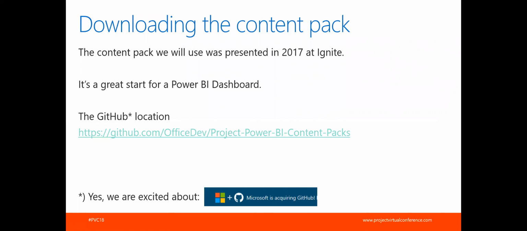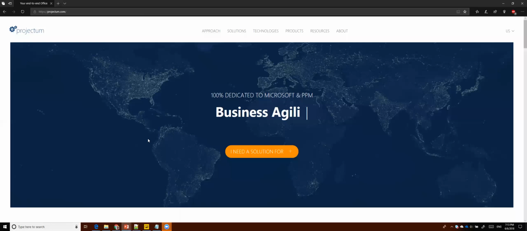So what we're going to do is download the content pack. The content pack was introduced, presented at the Ignite sessions in 2017. It basically is a great start for navigating your reporting purposes for Project Online. The best way to get it is to go to a GitHub location. Just as a side note, Microsoft is acquiring GitHub, so yes, I'm very excited to see how that turns out. Clicking on this link will navigate me to a different page.